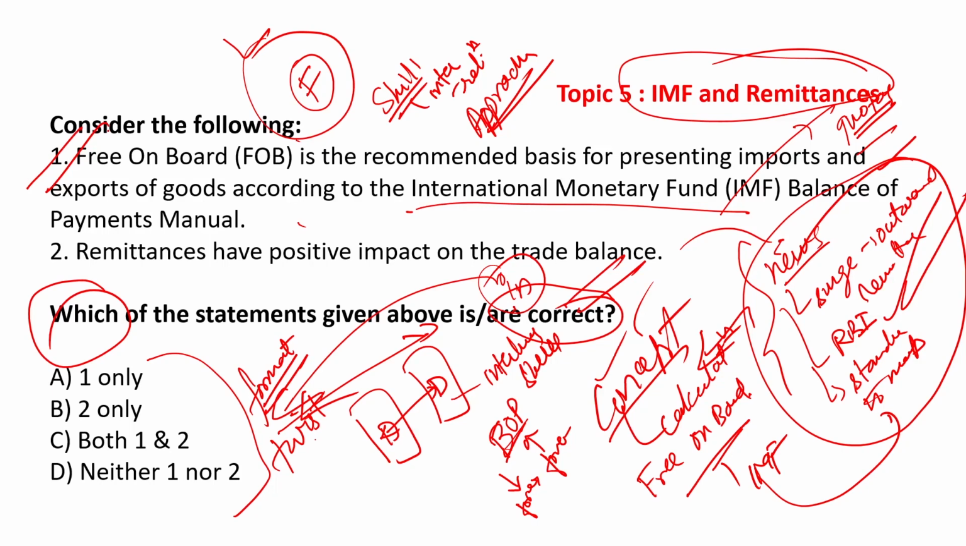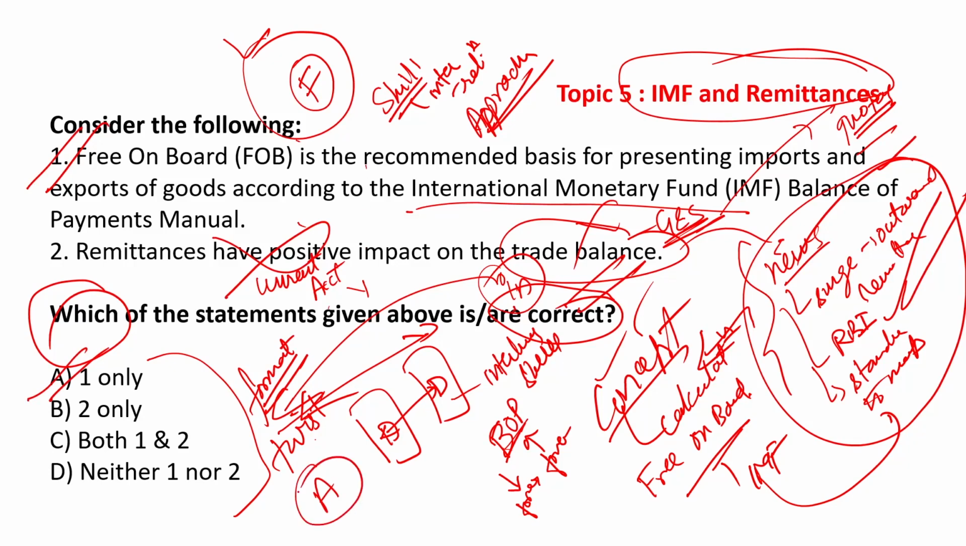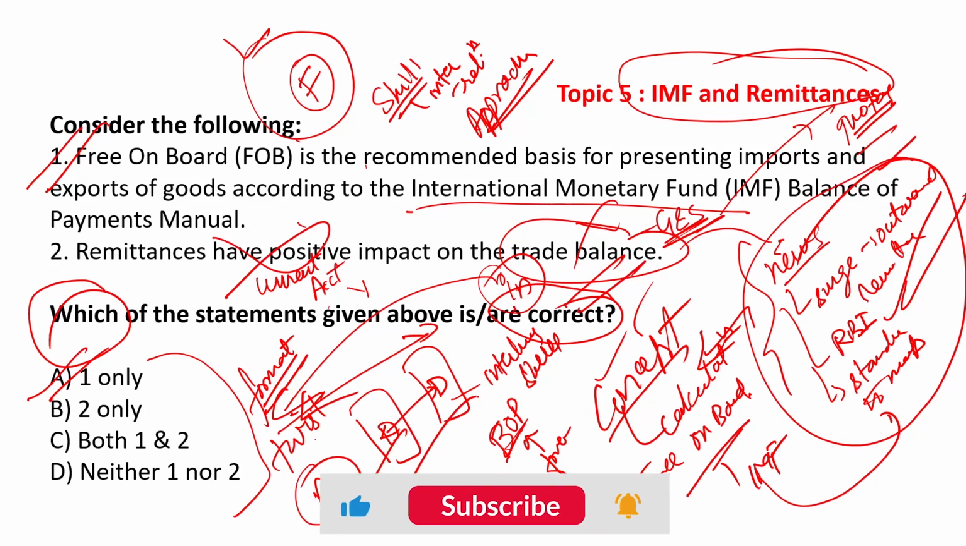Like I said, it is the standard practice so that we can have a comparison across multiple countries. This is correct. Remittances have a positive impact on the trade imbalances. No. Remittances are part of the current account and do not directly impact the trade imbalance, which includes goods and services. And on that count, this statement is incorrect. Out of the two, the first is correct. Hence, the option to mark is option A.